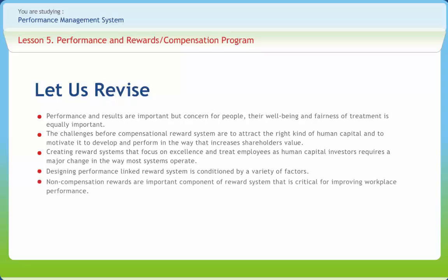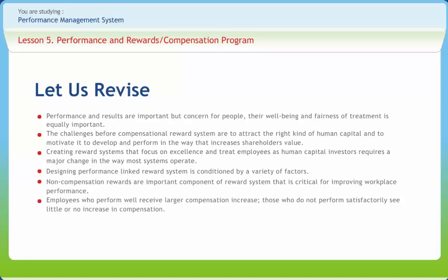Non-compensation rewards are an important component of a reward system that is critical for improving workplace performance. Organizations have to seek answers to 4 basic questions while designing a reward system. Who should be rewarded? What rewards should be given? How should employee assessment be done, and how should rewards be given?